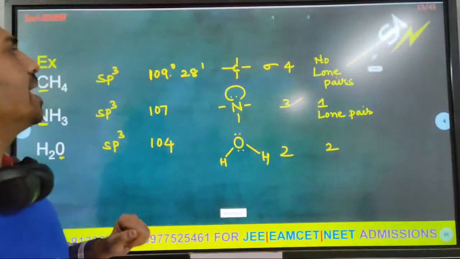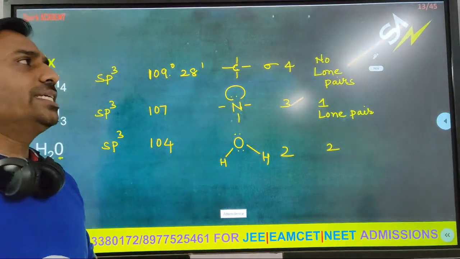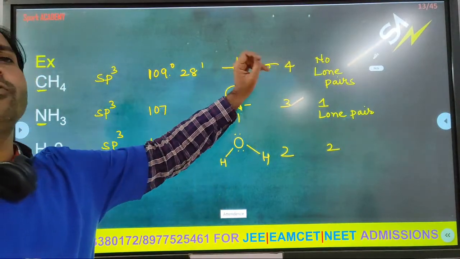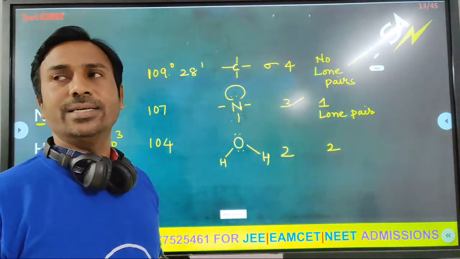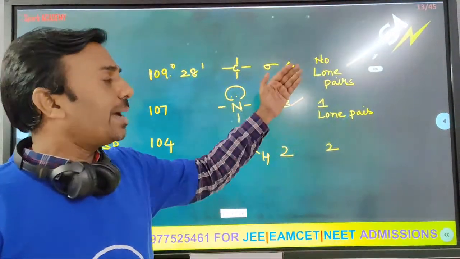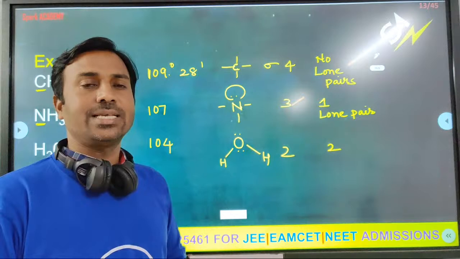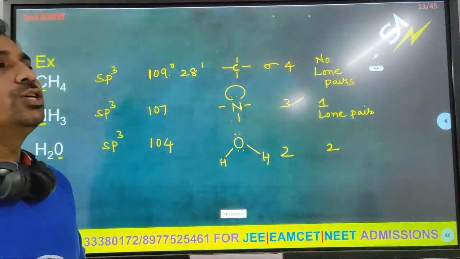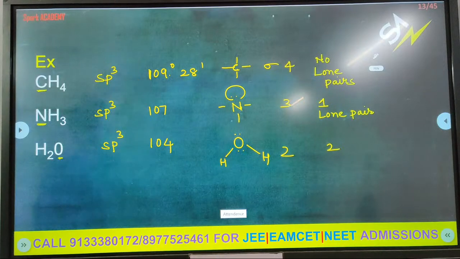Why? What is the reason? The number of lone pairs increases. In the case of CH4, the number of lone pairs is 0. In the case of ammonia, the number of lone pairs is 1. In the case of a water molecule, the number of lone pairs is 2. As the number of lone pairs increases, the bond angle decreases. So due to this reason, the bond angle decreases from methane to water molecule.